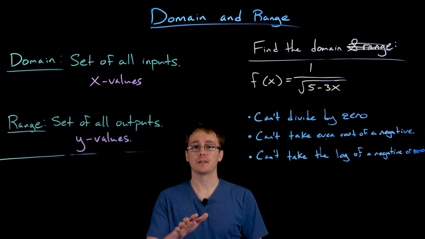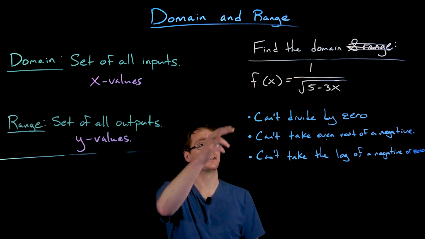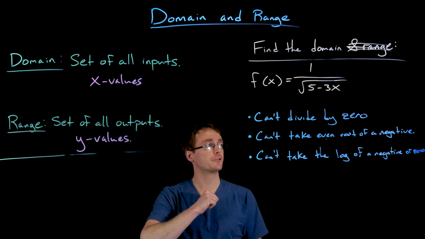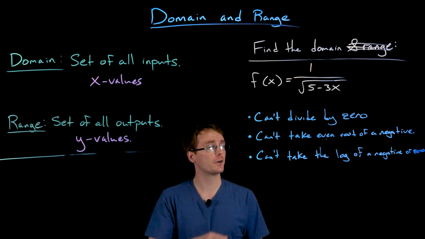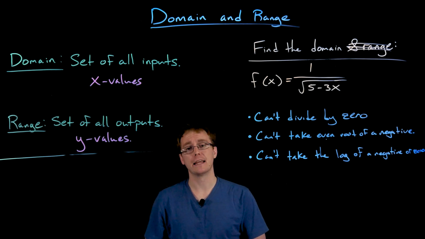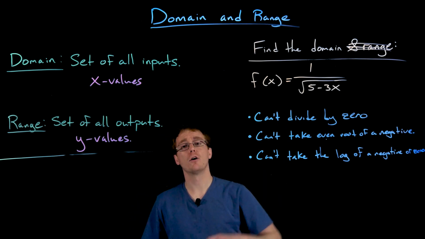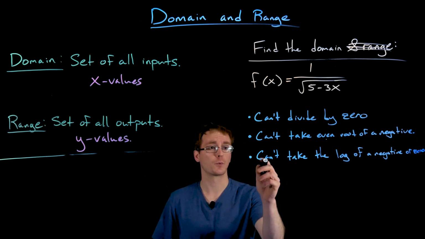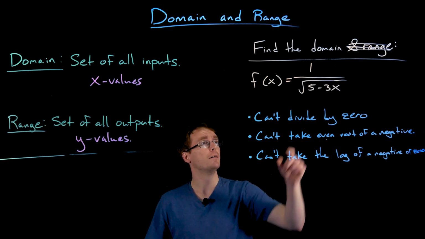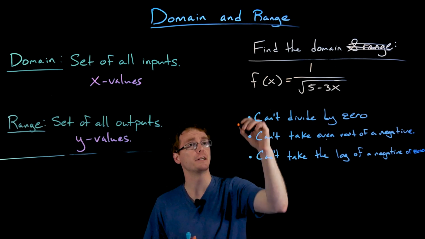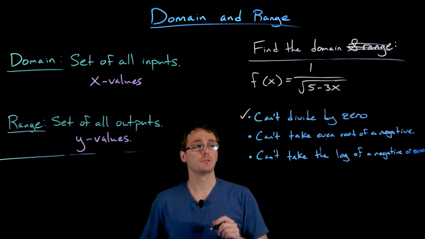So remember, the things we have to think about and avoid are division by 0, taking the even root like the square root of a negative number, and taking the log of a negative number or 0. Well, there's definitely no logarithms involved in the equation for our function, so we don't have to worry about this last issue. But we do have a variable in our denominator, so we have to worry about division by 0.